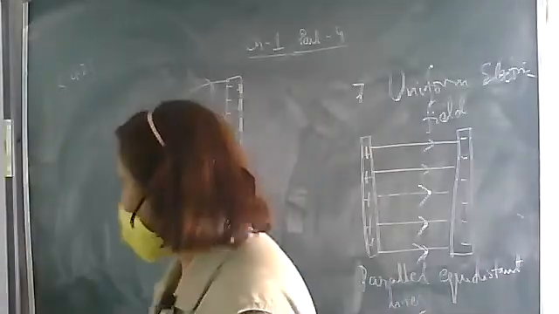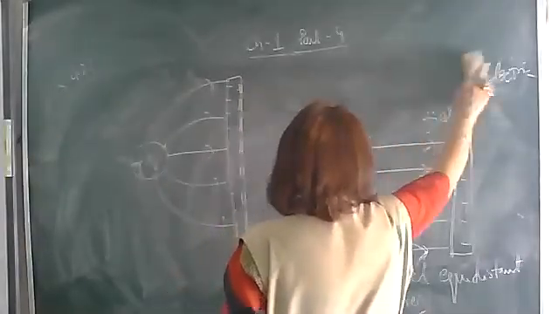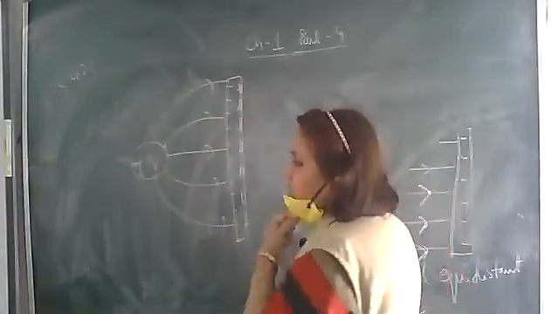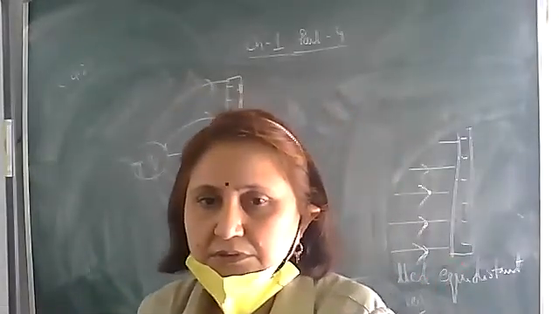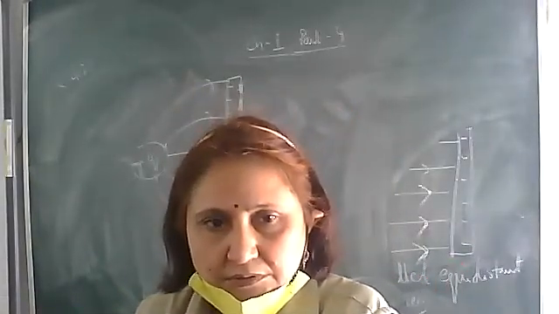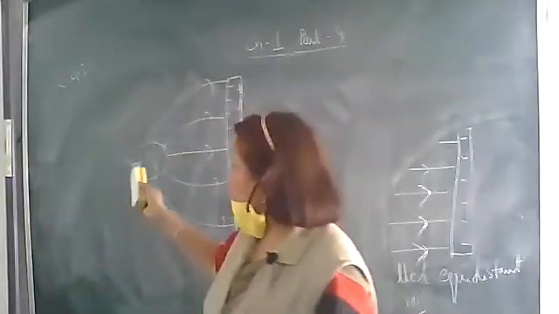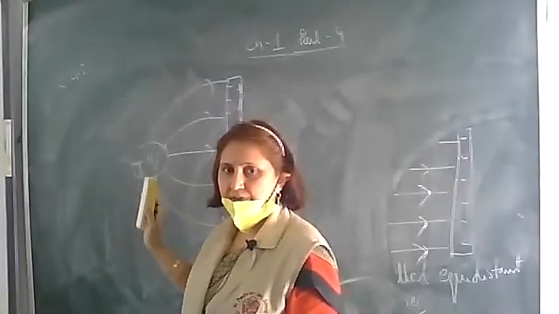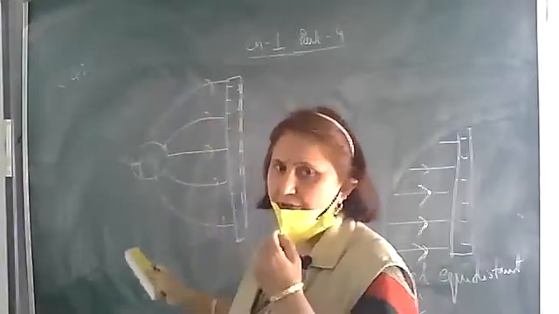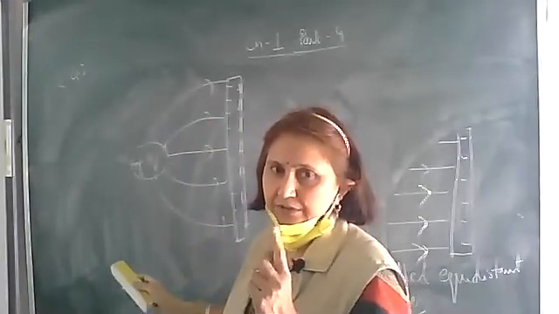Okay, now our next topic is electric dipole. There will be no electric field from the positive charge inside the body, on the metallic plate. Inside the metallic plate, there won't be any electric field.